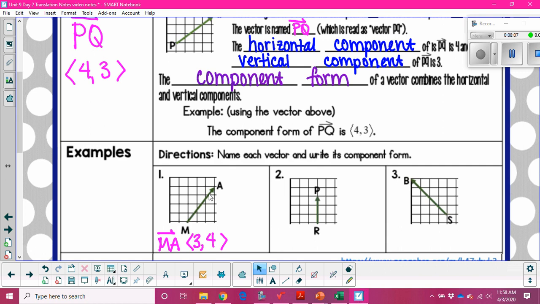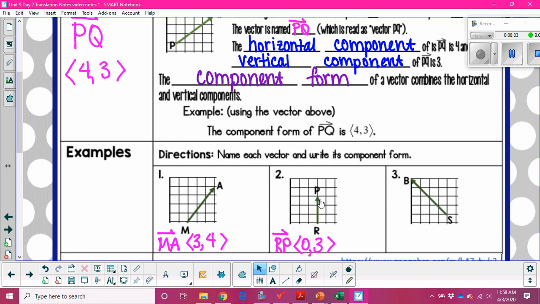Okay, so looking at number 2, the initial point is R, and the terminal point is P. So this is vector RP. The component form of this vector: there is no horizontal component. It's not going left or right, so that will be 0. All right, the vertical component is going up, so that will be positive. So it's going to be 1, 2, 3.